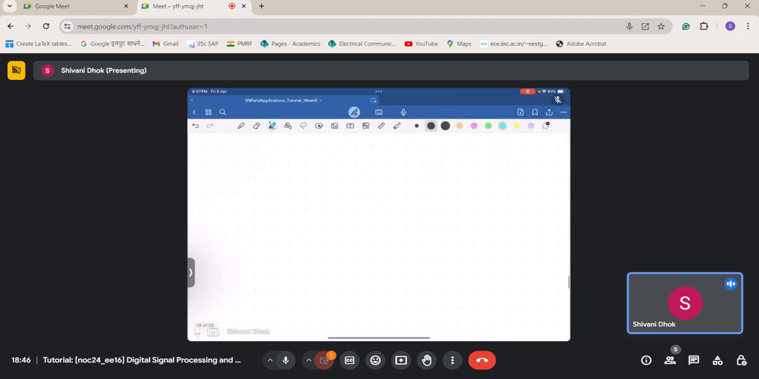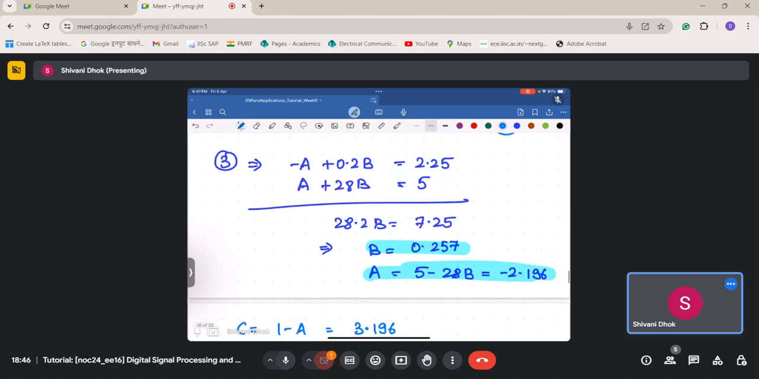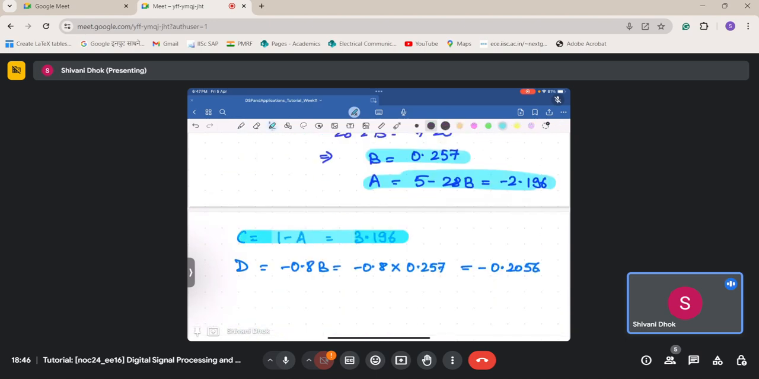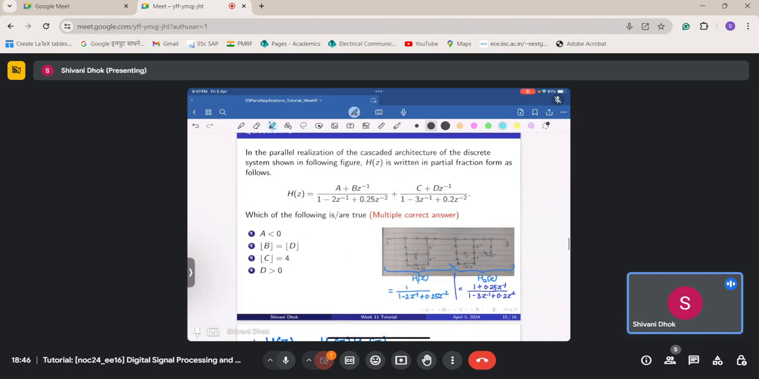Okay, so the C is 1 minus A, so this comes out to be equal to 3.196, and D is equal to minus 0.8 into B, so this is minus 0.8 into 0.257, so this comes out to be equal to minus 0.2056. So this is what we are having here. So this thing is the value of C and this thing is the value of D. This is not the end of this question. This was a multiple choice question and multiple correct question.